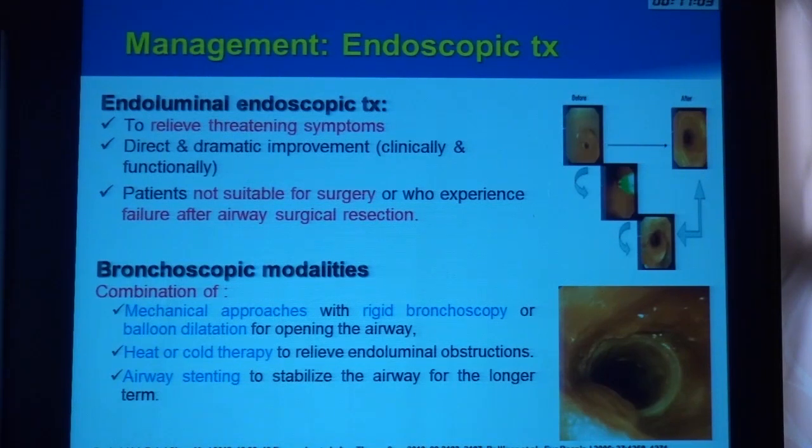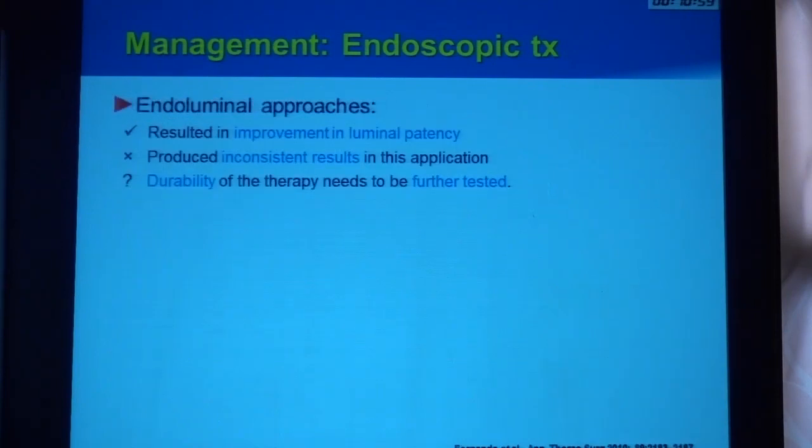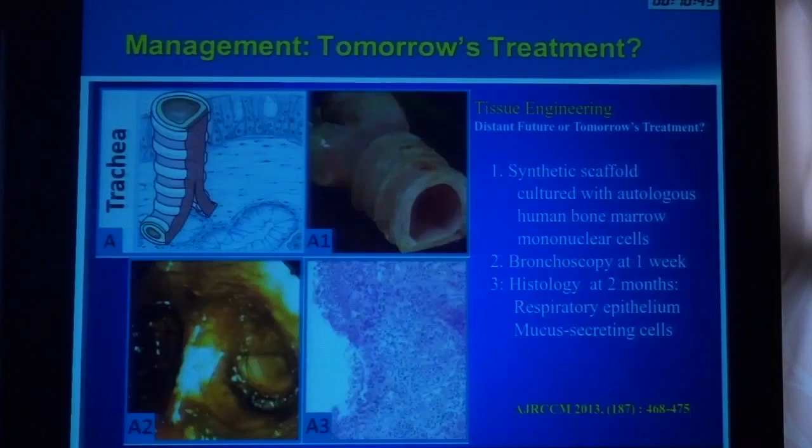Bronchoscopic modalities are applied through a combination of all different methods of interventional bronchology. Up till now, the endoscopic treatment results in improvement in luminal patency, but there are inconsistent results in the literature. The durability needs further testing.